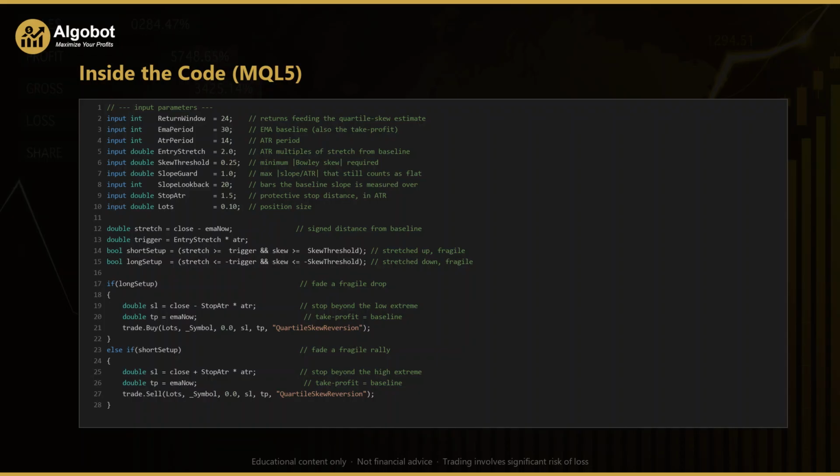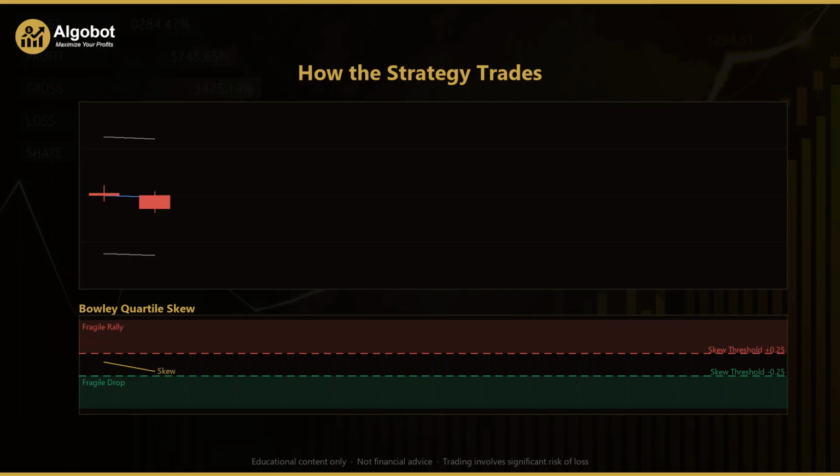The long setup is true when stretch is at or below minus the trigger, and the skew is at or below minus the threshold, meaning price is stretched down on a fragile drop. When that's the case, the code places the stop 1.5 ATR below the extreme, sets the take profit to the baseline, and calls trade.buy. The short setup is the mirror, stretch at or above the trigger and skew at or above the threshold, a fragile rally. There the stop goes 1.5 ATR above the extreme, the take profit is again the baseline, and the code calls trade.sell. Let's bring the whole idea to life on this illustration.